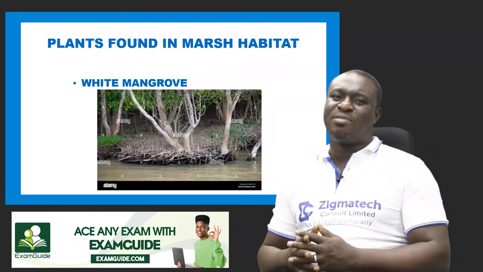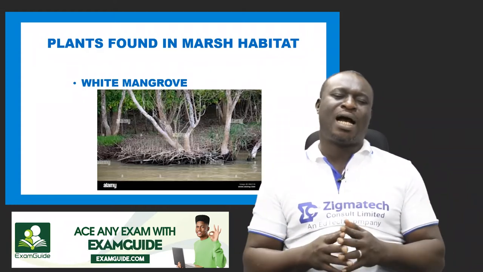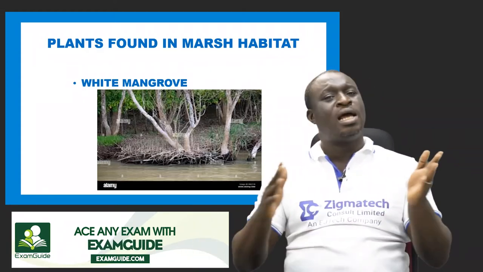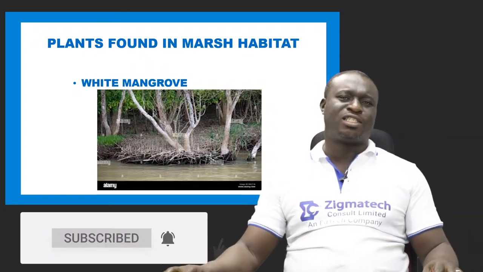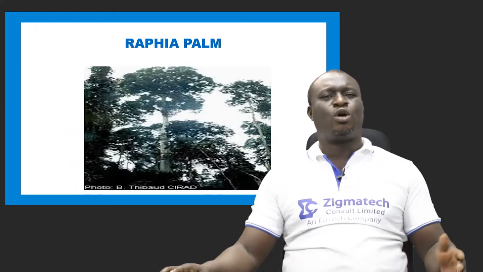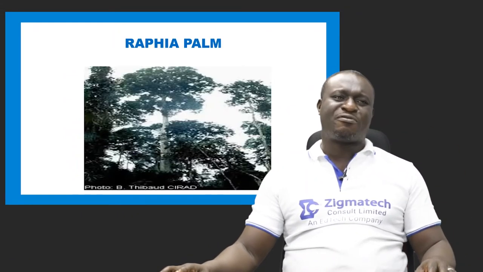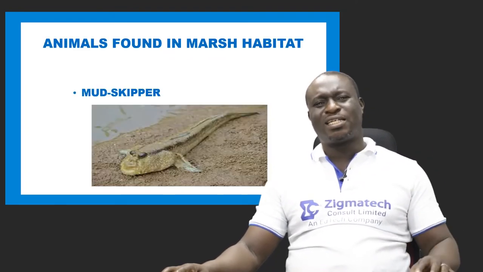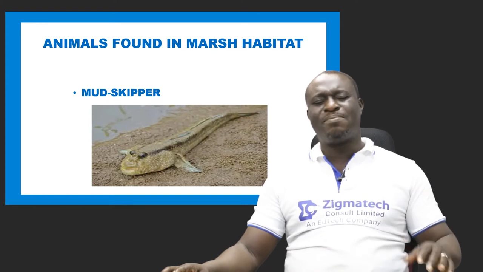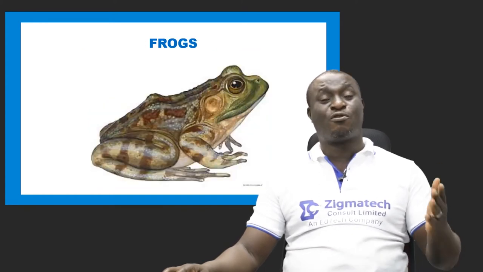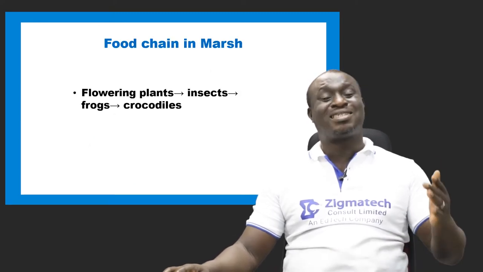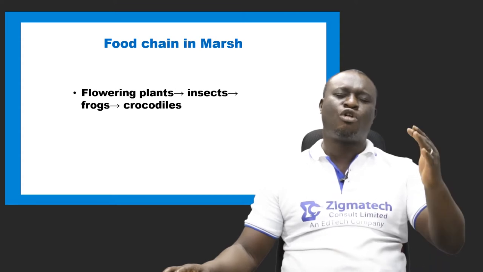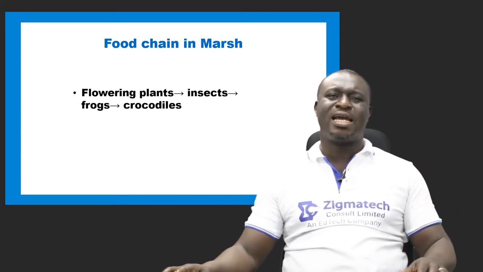Now, plants that can be found in marsh habitat, both the freshwater marsh and the saltwater marsh, we have for example the white mangrove. We have the red mangrove. We also have the raphia palm. Raphia palm can also be found in the marsh. Now, animals that can be found there, we have the mudskipper. We have the frogs. Frogs can also be found there. Toads can also be found there. Snakes can also be found there. Crocodiles can also be found in a marsh habitat.